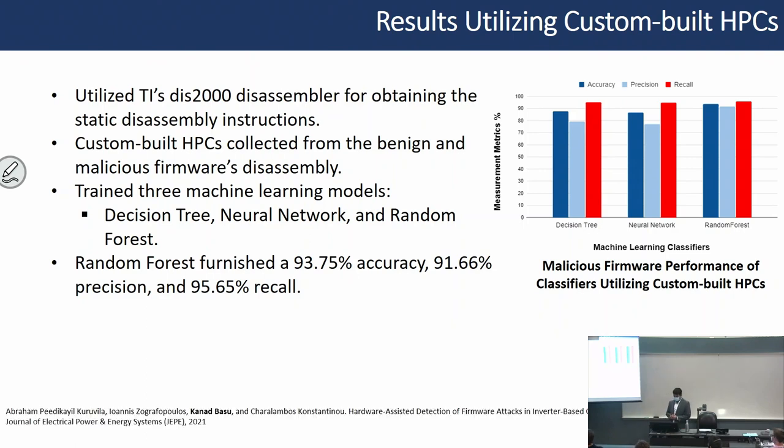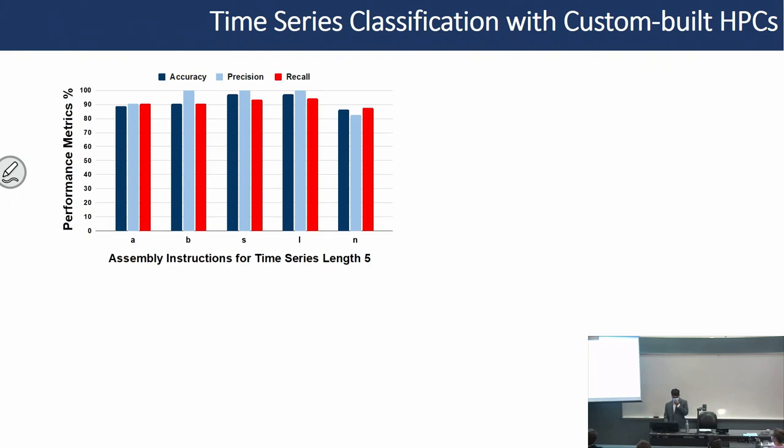And this paper appeared at Elsevier Journal of Electric Power and Energy Systems. So then we used the time series classification. We did it in two steps. First, we did it for single HPCs. What happens when we take any single HPC?